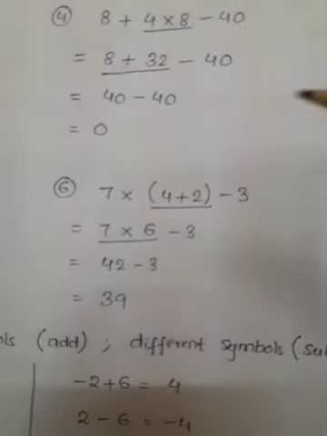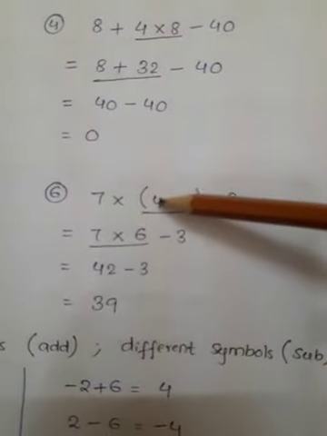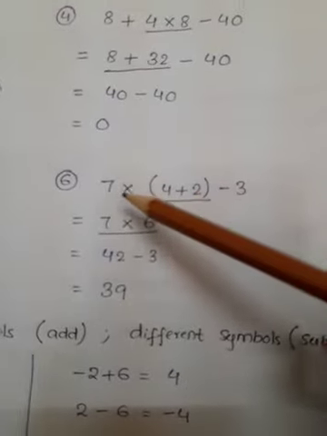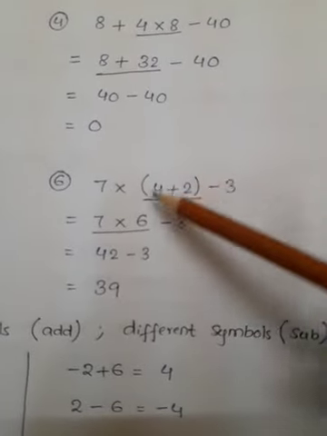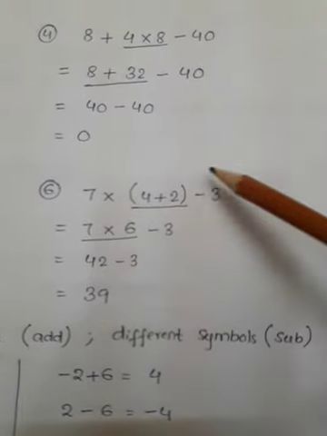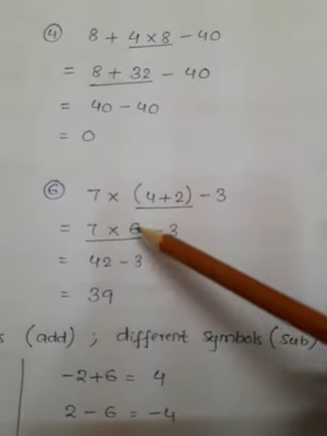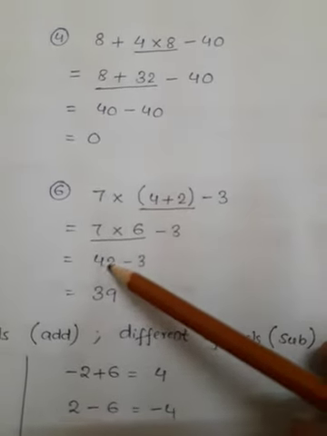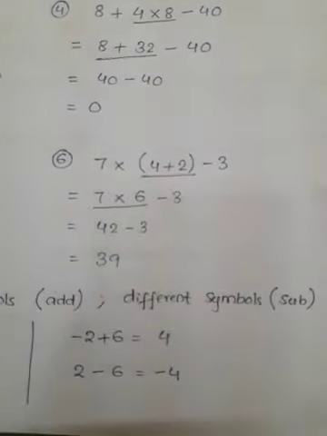Now question number 6. 7 multiplied by the bracket 4 plus 2, minus 3. Now we have a bracket, multiplication and minus. So first of all we have to complete the bracket. In the bracket only, 7 write it as it is, multiply symbol, minus 3 write it as it is. 4 plus 2 how much? 6. 4 plus 2 is 6. Then multiply first. 7 multiplied by 6 is 42. 42 minus 3 is 39. 39.